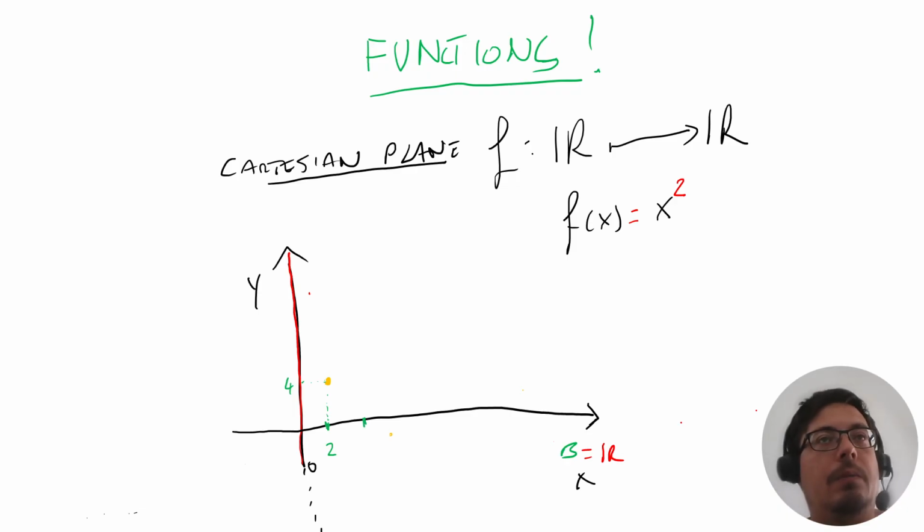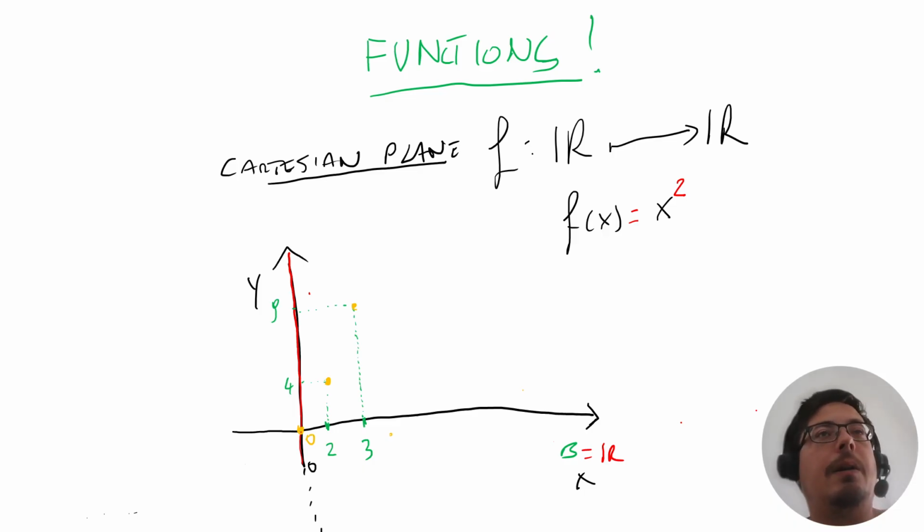Suppose we take 3, and we do the square of 3, which is 9. I'm using the real numbers, it's not up to scale, but that's fine. 9, okay? For 0, it's 0, because 0 squared is 0.